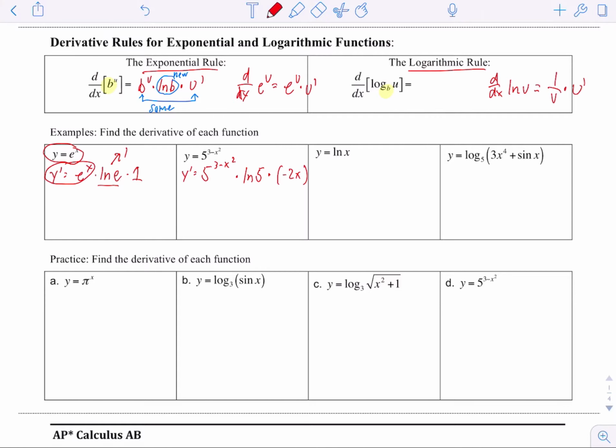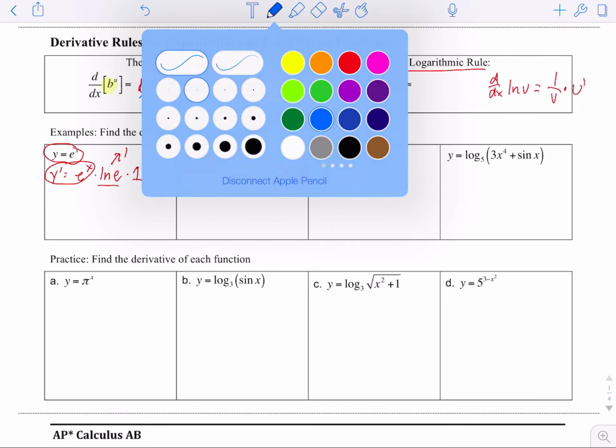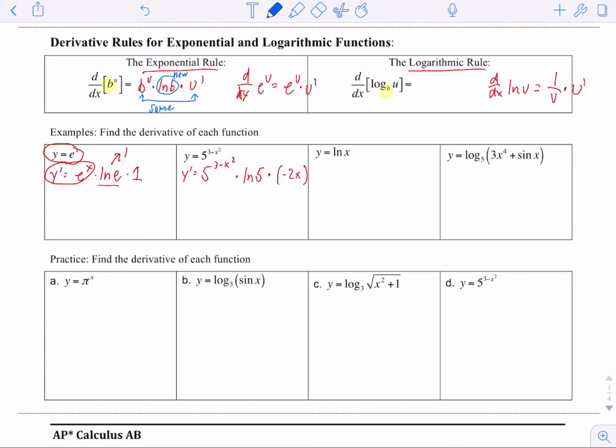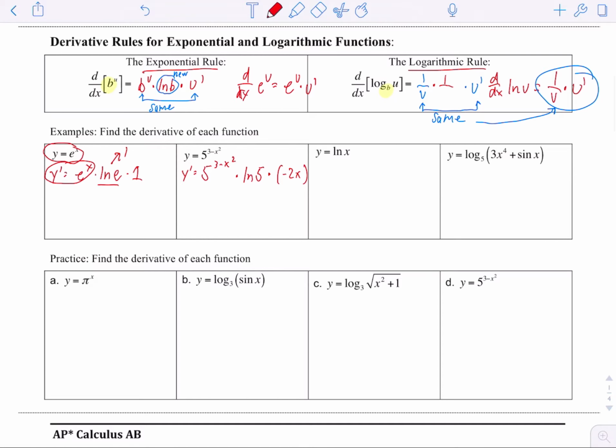Okay, let's do the logarithmic rule. The logarithmic rule is also very similar. I'm going to do in blue the things that you keep the same. So once again, you just do 1 over u, that's exactly the same, times the chain rule, u prime, exactly the same as before. Very similar. The only new thing is you multiply by 1 over the natural log of the base.